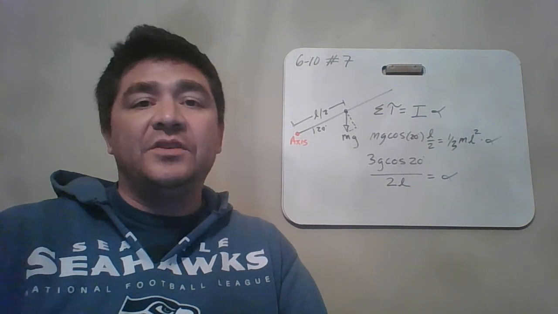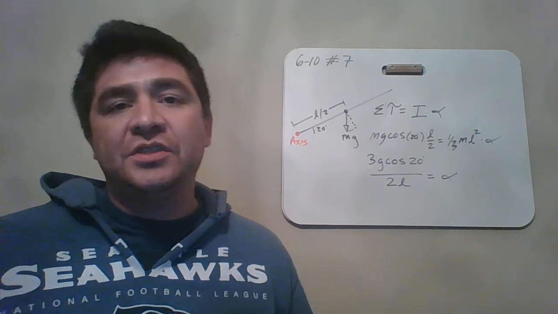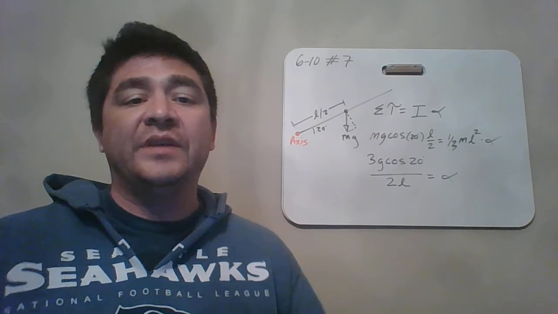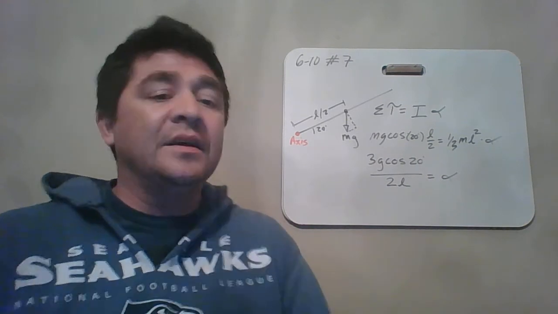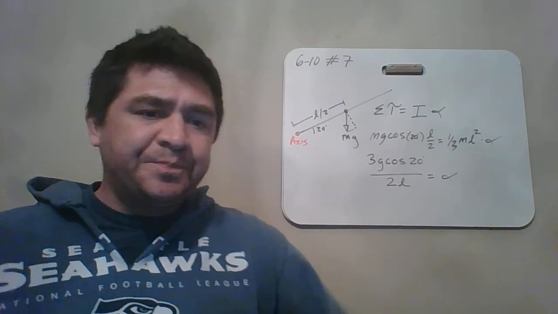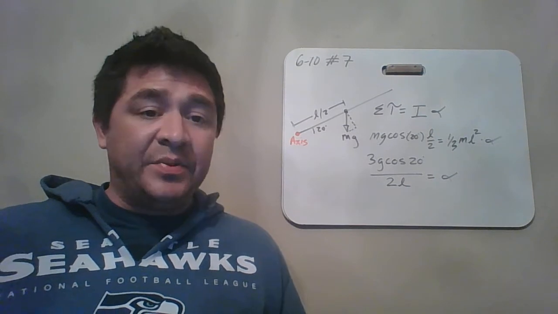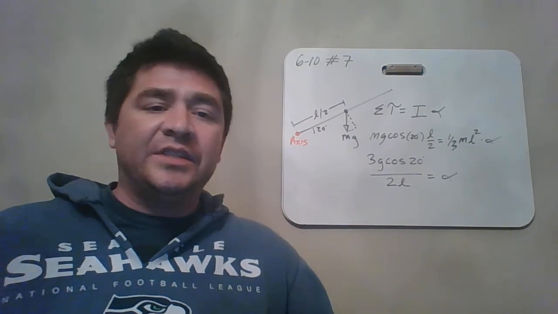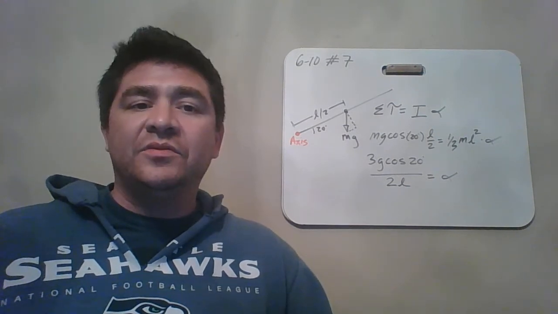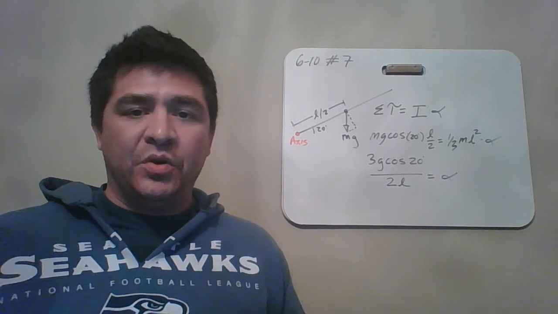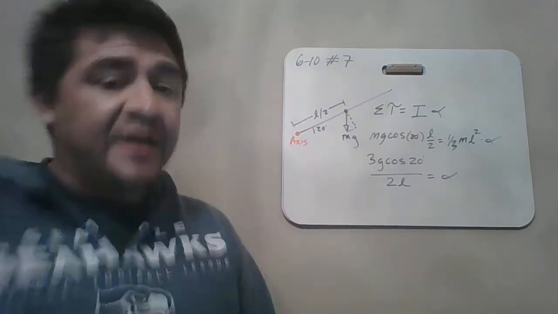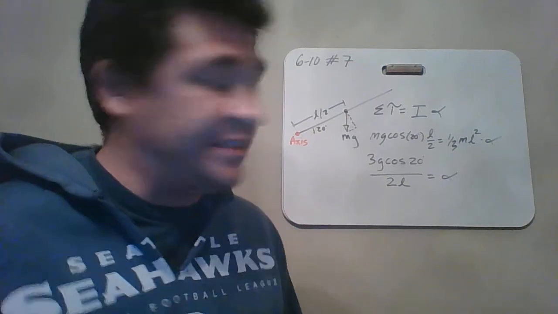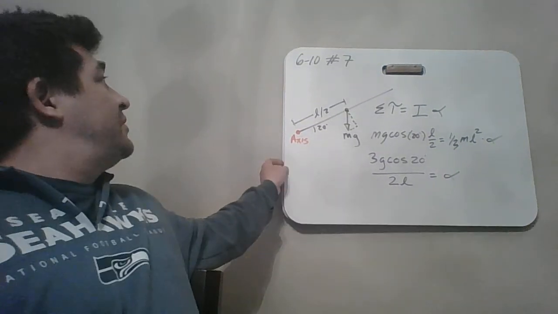Since it's a stick rotating at its endpoint, its moment of inertia is 1/3 ml squared, where L is the whole length of the stick, times angular acceleration. One step of algebra, and we get the angular acceleration 3g cosine 20 over 2L. Boom. That part's not so bad once you realize that other torque doesn't exist. All right, what are we doing next?